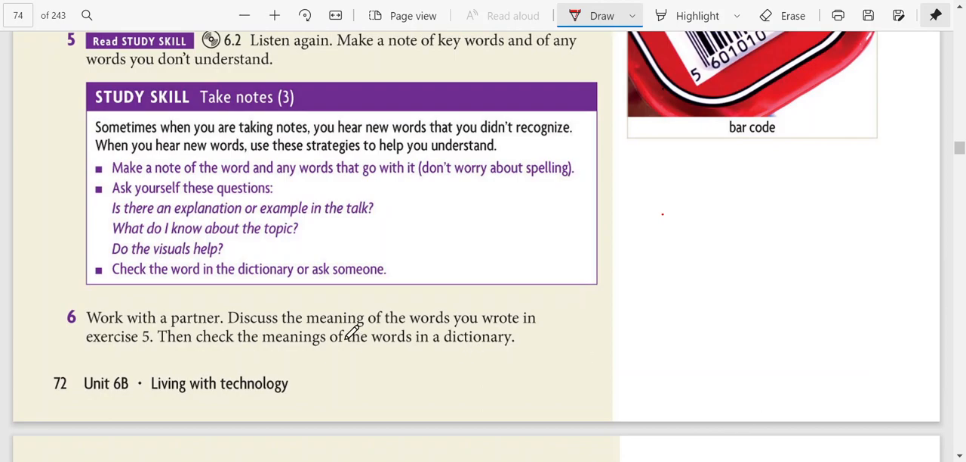Work with a partner, discuss the meaning of the words you wrote in exercise number 5, then check the meanings of the words in the dictionary. In here, it talks about what? This one is talking about words that you don't know the meaning of. You must write down notes about them, and then check the dictionary.